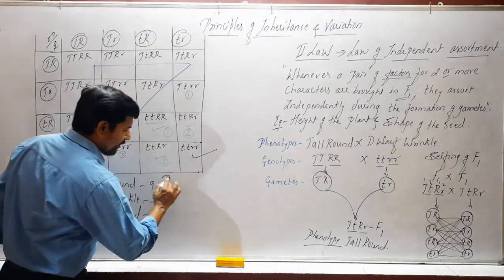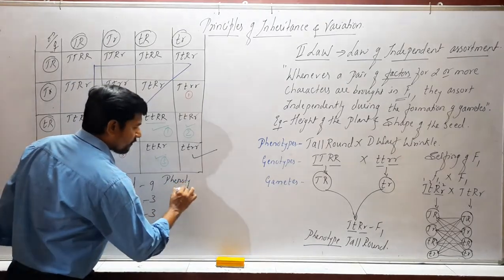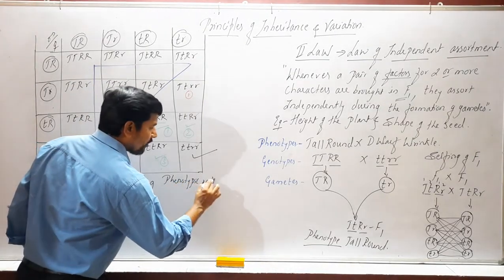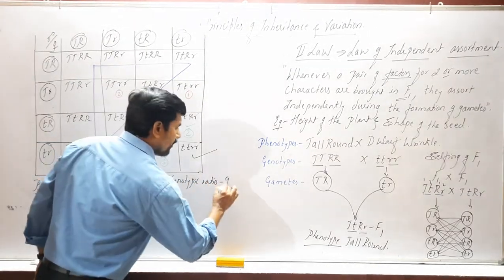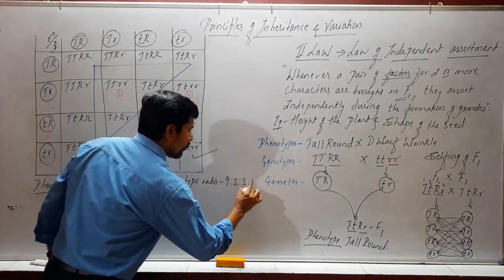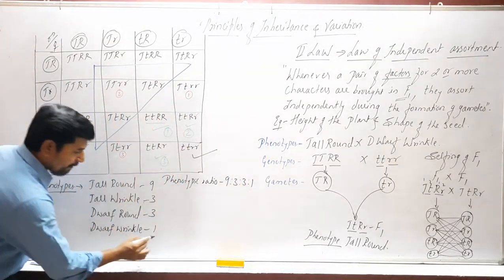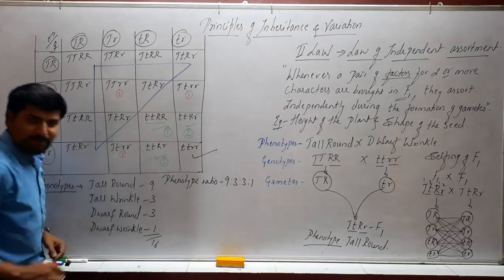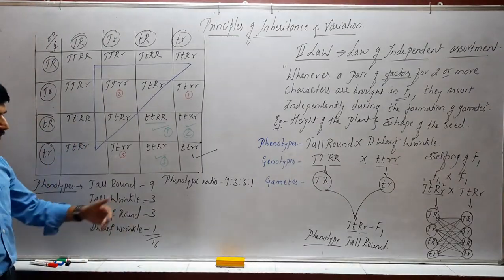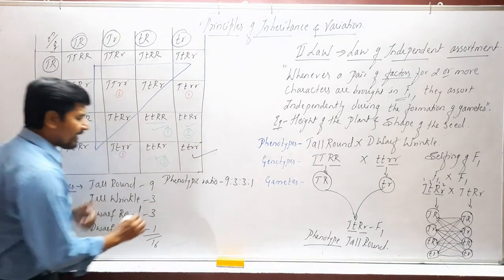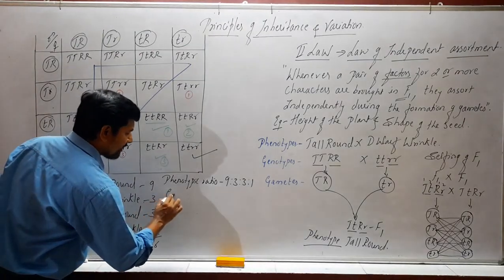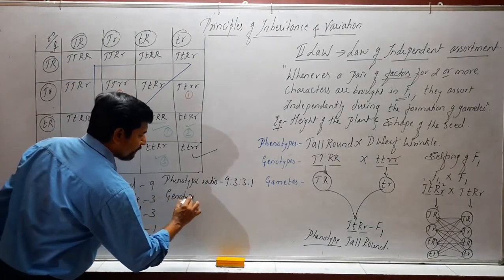So write the phenotypic ratio. The phenotypic ratio is 9:3:3:1. If we count their number should be 16. This is dihybrid cross. Based on the phenotypes also we can write the genotypes, we can write the genotypic ratio.